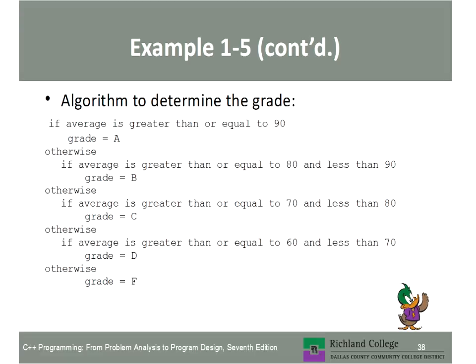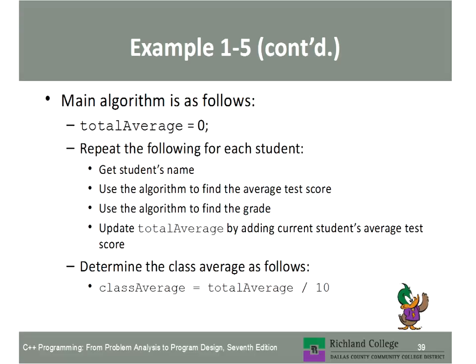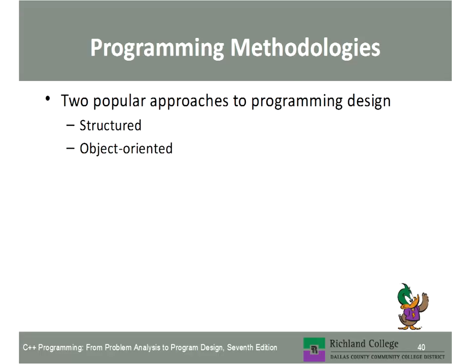Okay, so this is an example of an algorithm with internal logic. Okay. So this is called total average, is a variable, and then we assign the value to that variable.